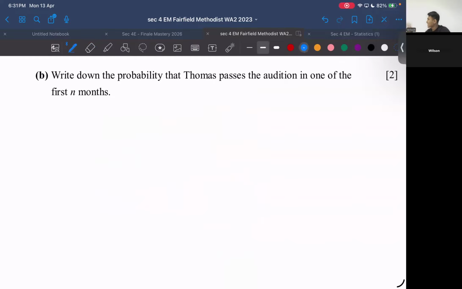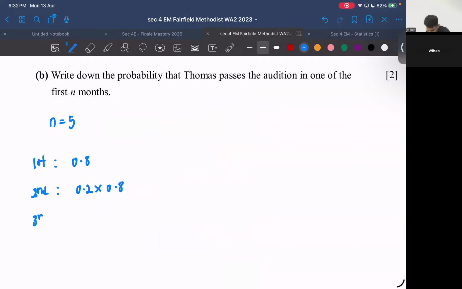Now, let's say n is equals to 5 over here. That means they want to find the probability that I pass in one of the first five months. So the first month I pass, what's that probability? 0.8, very good. Now, if the second month I pass, what is the probability? That means I have to fail first, right? So can we agree this one is 0.2 times 0.8 over here, correct?